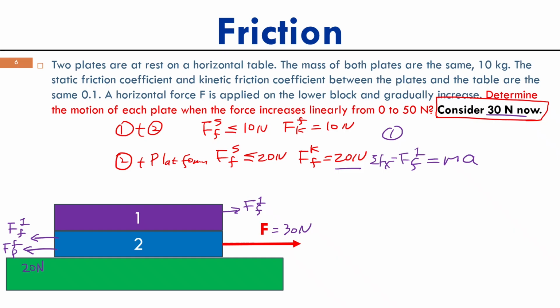And if we look at block 2, there is a force on the right, so this applied force minus the friction force from the table or the platform. Let's call it friction force from the platform. Then minus the friction force from 1. And if it's going to move, let's call it mass times acceleration.